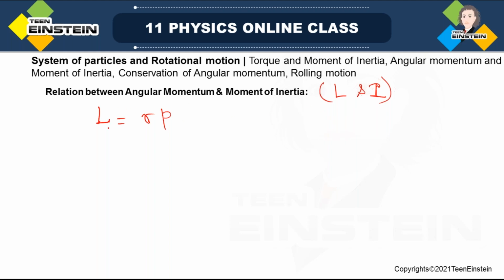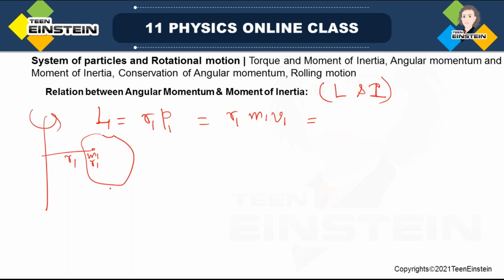So I'm just calculating for a single particle, L1. So r1 p1. What is p1? p1 is m1 v1. So this is actually the angular momentum of a particle which is at r1 distance having mass m1. This is the axis of rotation. There are many such particles like this, and the angular momentum of the particle having mass m1 is this one.